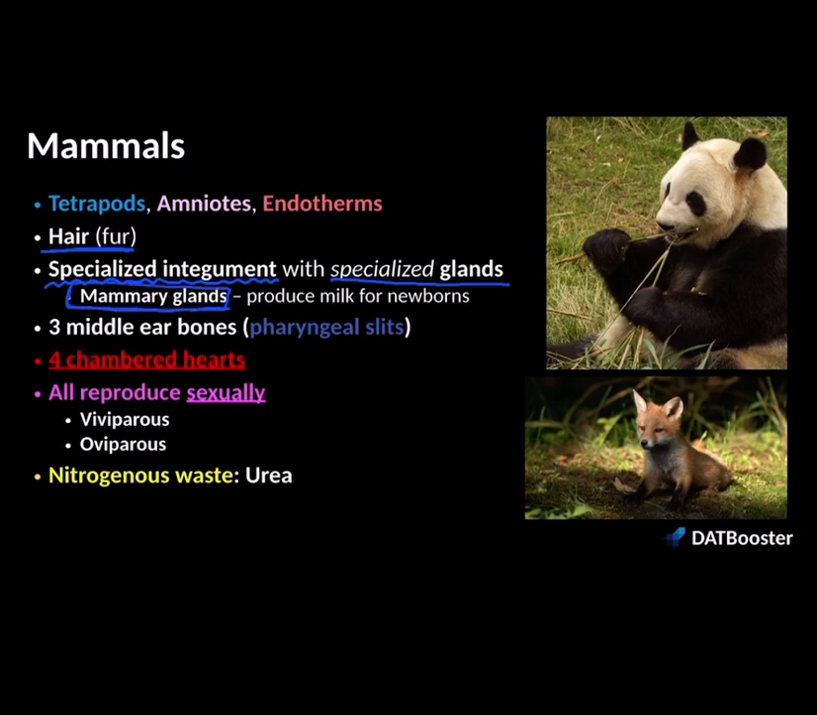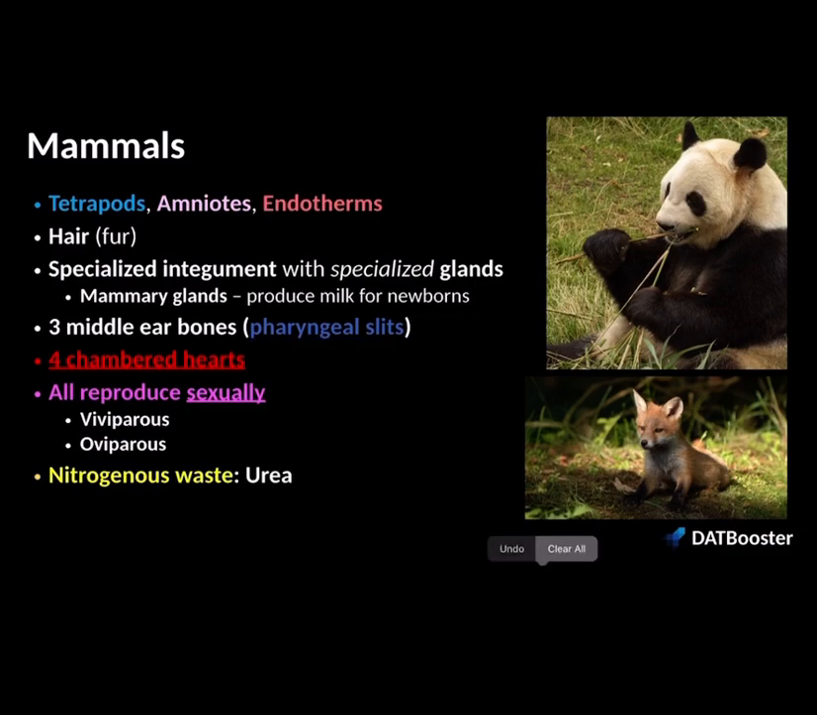Mammary glands are important because this provides the food for a newborn in the form of milk. Another unique key feature of a mammal is going to be the ossicles, or the middle ear bones. So the malleus, incus, and stapes. These bones are very unique to mammals, and they are derived from the pharyngeal slits.